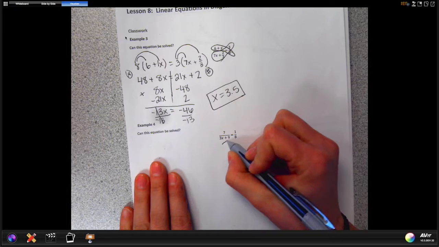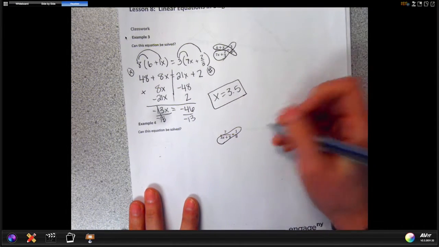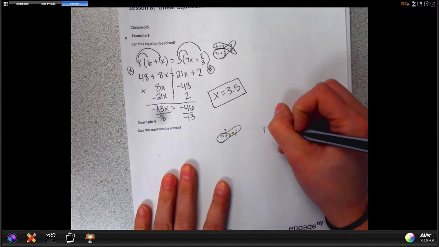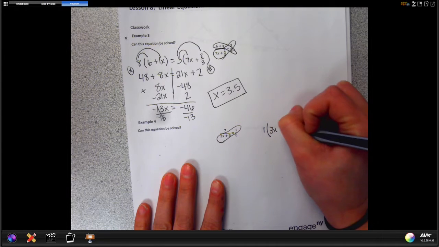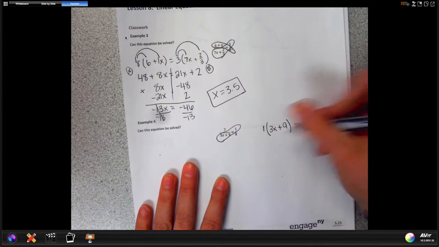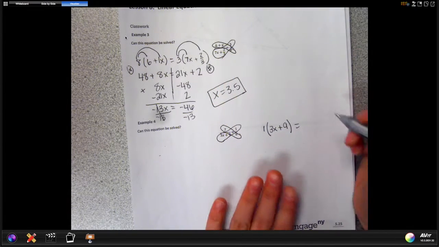I'm going to start by cross multiplying these two terms. So I'm going to start with a singular number of 1, and then in parentheses I'm going to put 3x plus 9. That's what I'm going to start with on the left. And on the right now I'm going to cross multiply this side. I could have started the other way around though.